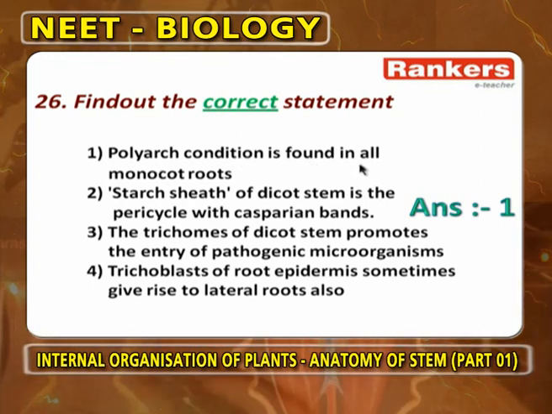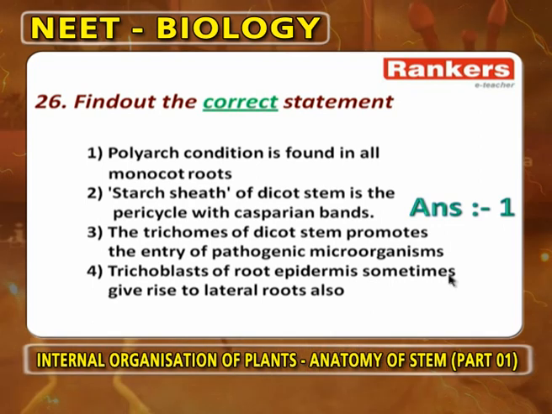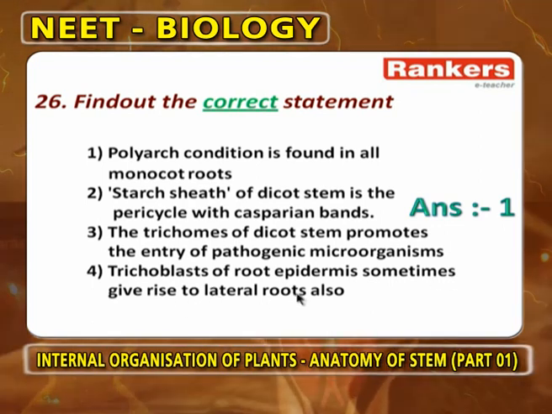Polyarch condition is found in all monocots. Starch sheath of dicot stem is pericycle with Casparian bands. The trichomes of dicot stem promotes the entry of pathogenic microorganisms. Trichoblasts of root epidermis sometimes gives rise to lateral roots also.